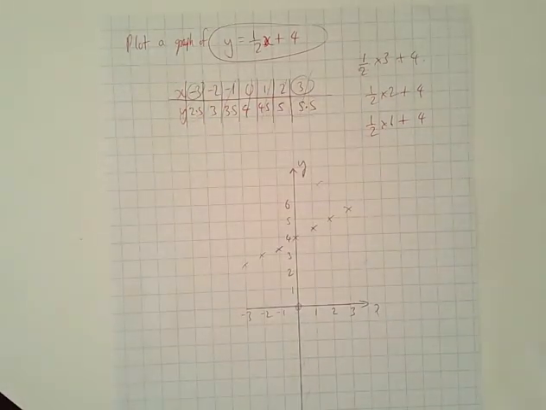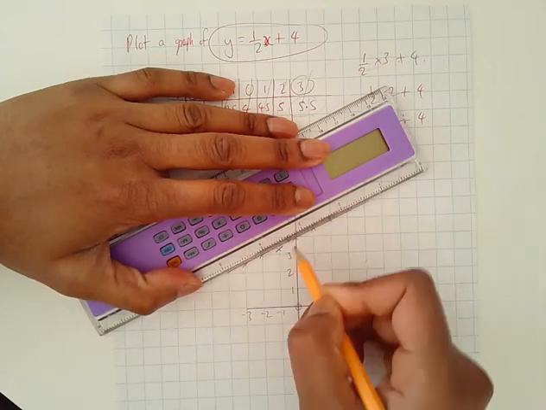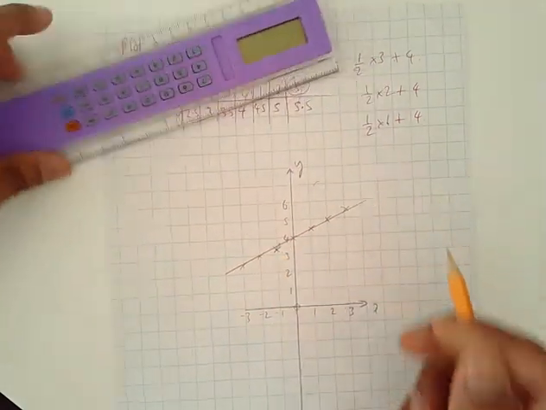Right, a lot of people forget to join the crosses. So join the crosses then. So that's your straight line graph.